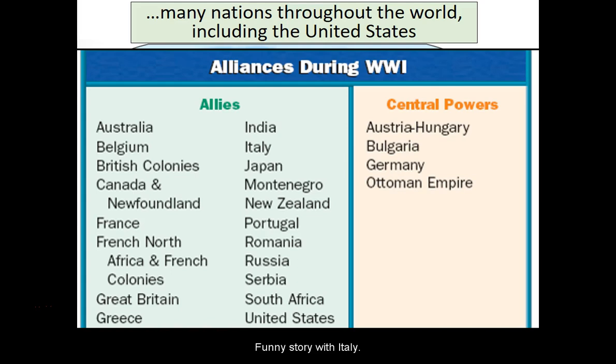Funny story with Italy. They're allied with Germany, friends from way back. But about a year after the war starts in 1914, in 1915, Italy makes a top secret alliance with Great Britain, and they switch sides. So now they're against Austria-Hungary, Bulgaria, Germany, and the Ottoman Empire. That's going to be really important when we start to sign the treaty to end the war.